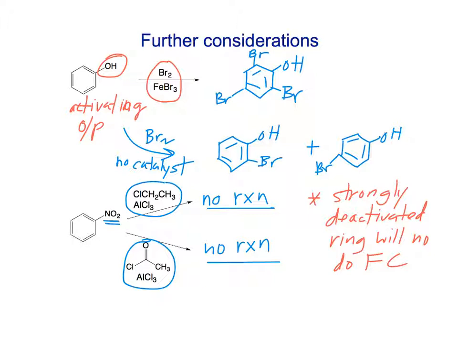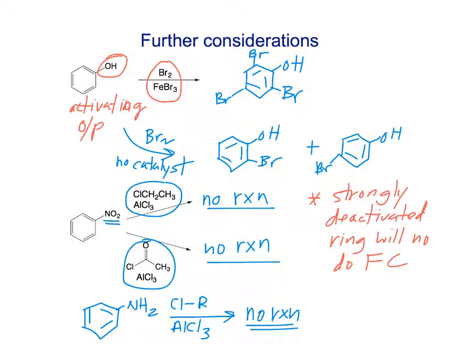And then there's one more, and that is that if we have an amine like aniline, and we try to do a Friedel-Crafts reaction, so let's say we have just, I'll just put CLR. Okay, this as well has no reaction. Okay, so why do you think, is this because the ring is strongly deactivated? No, because this is one of the strongest activating groups.